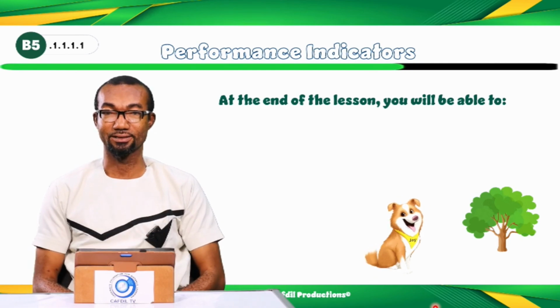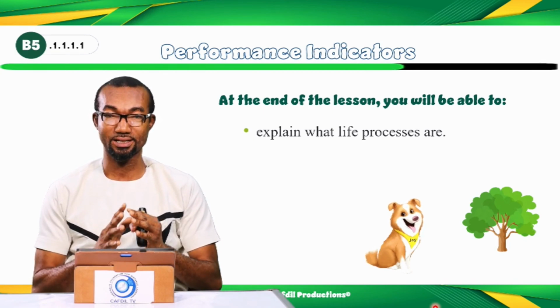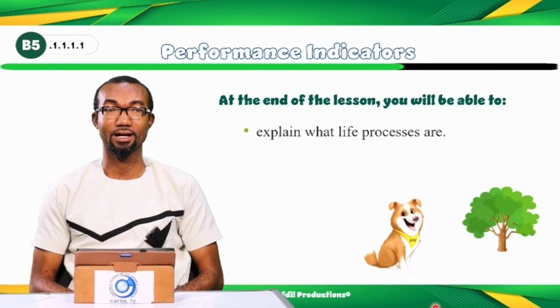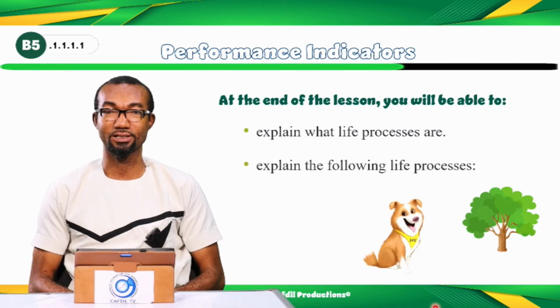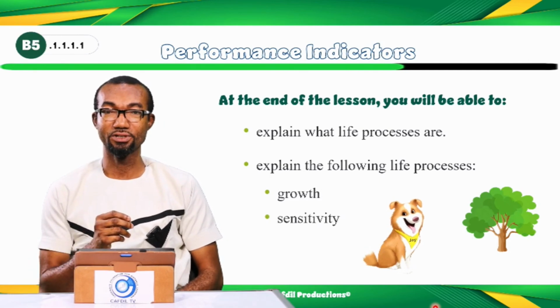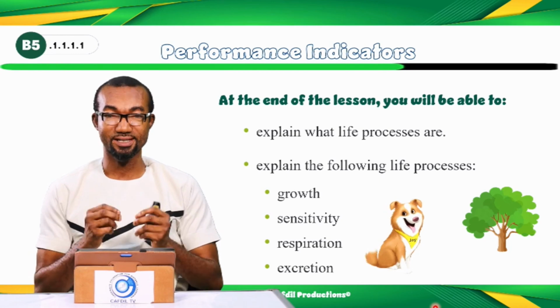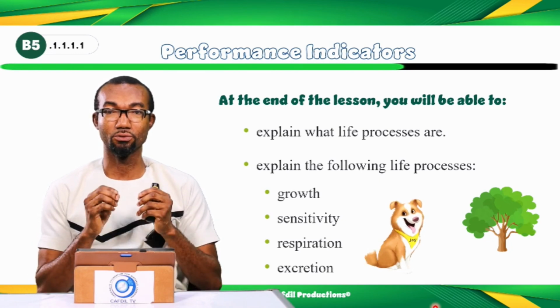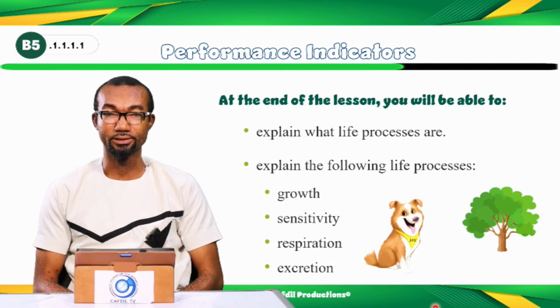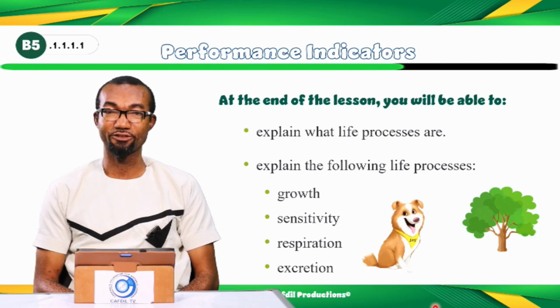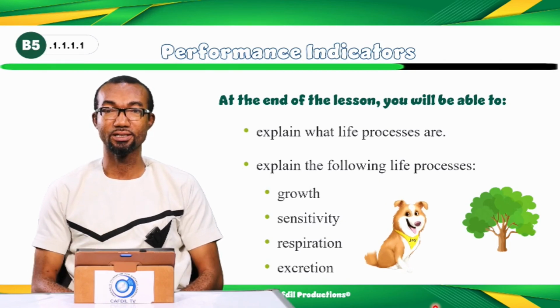So at the end of the lesson, I would like you to achieve certain standards, and that is what we call our performance indicators. If you pay attention and go through these lessons, at the end you'll be able to explain what life processes are, and explain the following life processes: growth, sensitivity, respiration, and excretion. In Basic 3, you learned that we have 7 life processes, and today we are going to go through these 4 in detail.